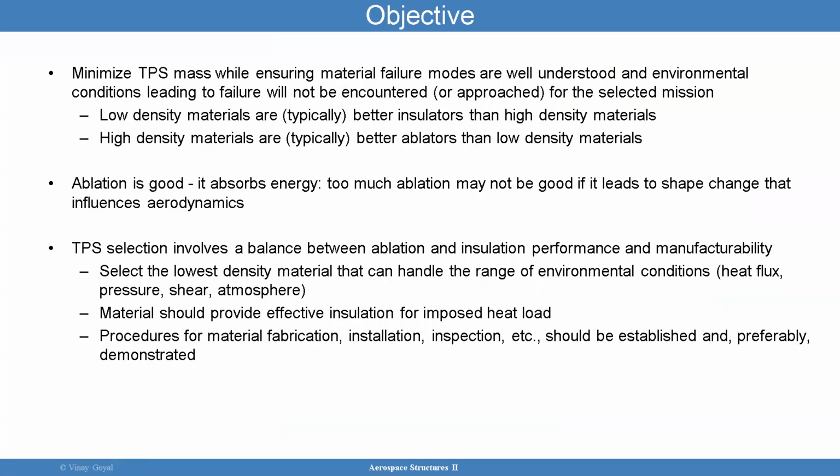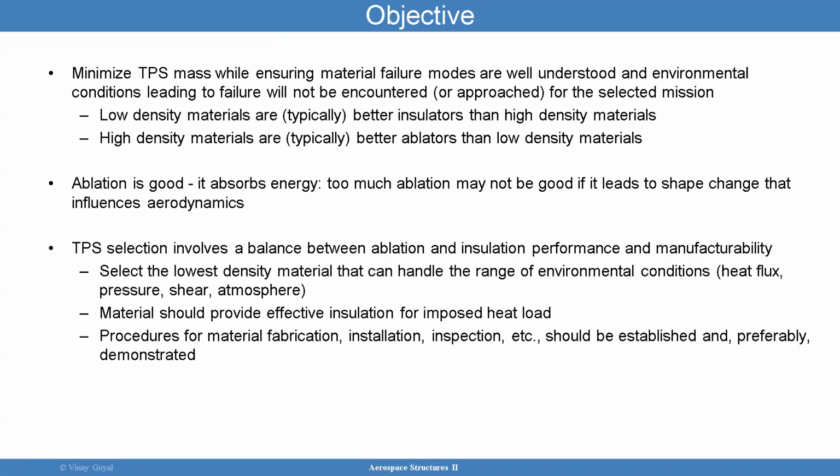The objective is to minimize thermal protection system mass while ensuring that the material failure modes are well understood and the environmental conditions leading to failure will not be encountered for the selected mission. So what you want to do is use low density materials, which tend to be better insulators than high density materials. You want to use high density materials, which are better ablators than low density materials. Ablation is good. Losing material is good because that's absorbing energy.